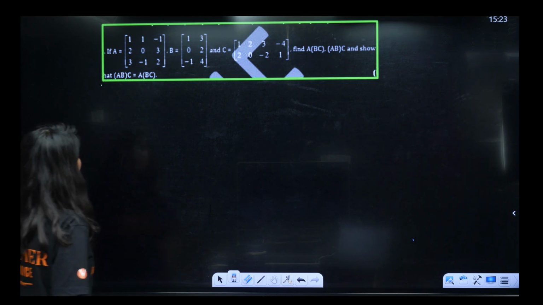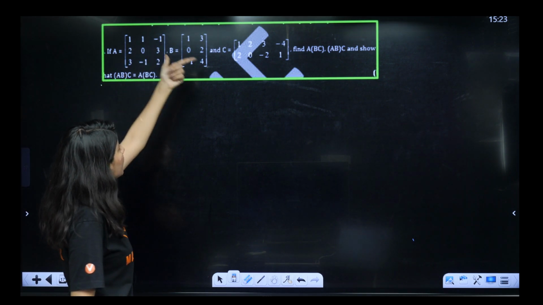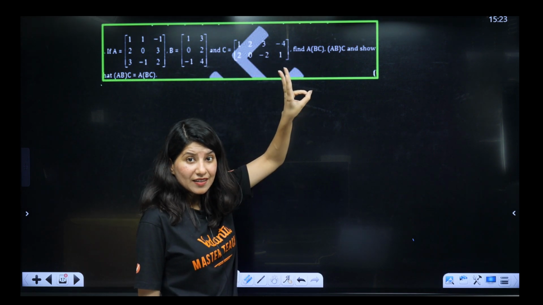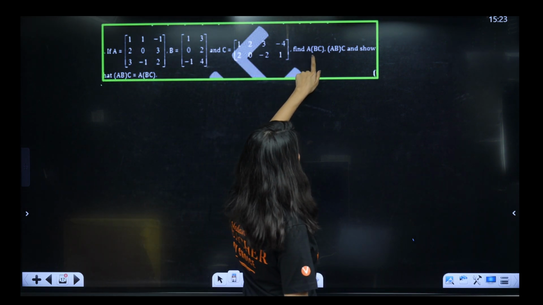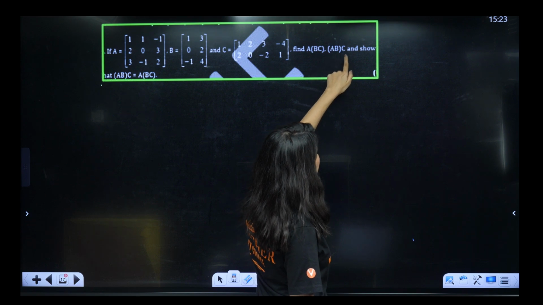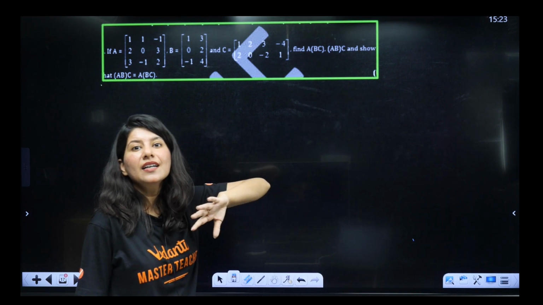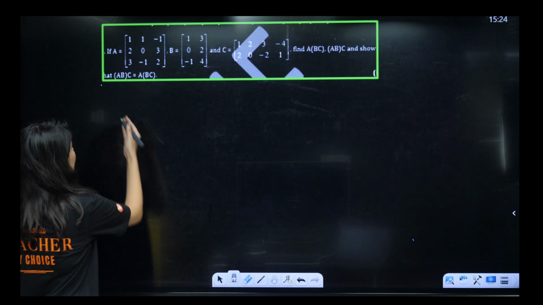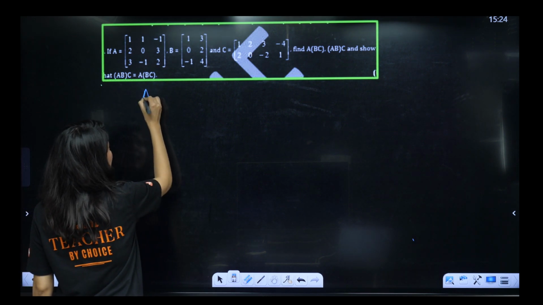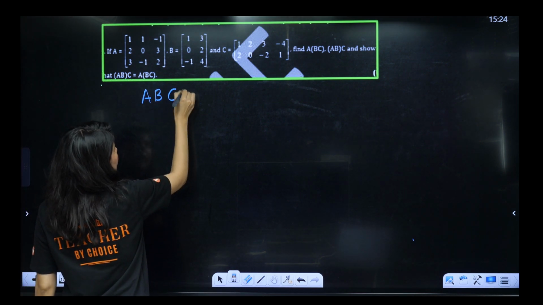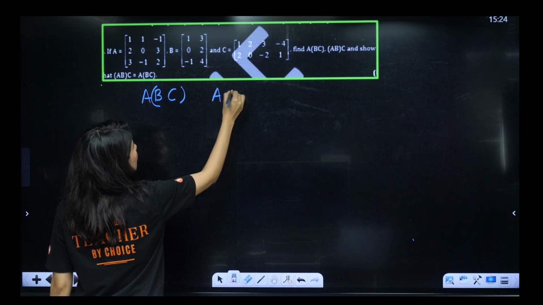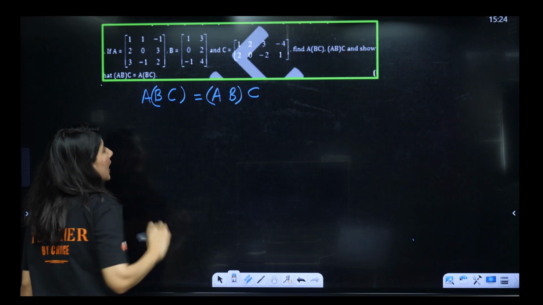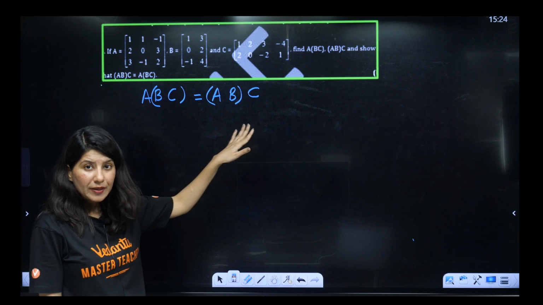This question is saying A is given to you, B is also given to you, C is also given to you. Three matrices. Find (AB)C, comma, A(BC). Basically, they are asking us to prove the associative property of matrices. Calculate A(BC) and calculate (AB)C, and show that these two are equal.